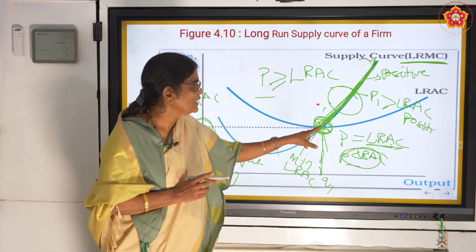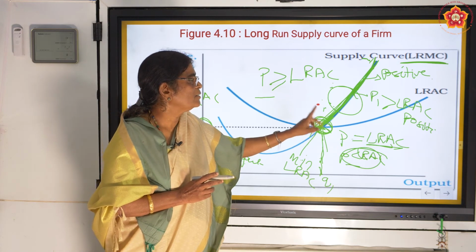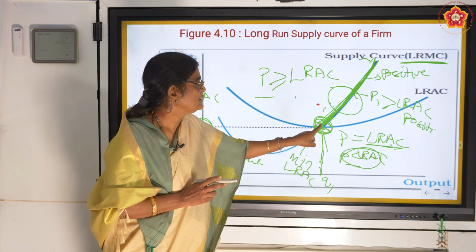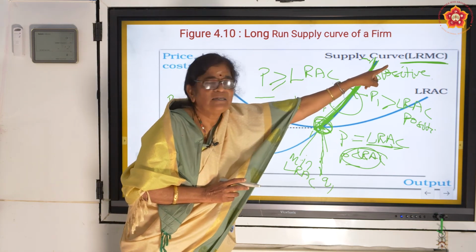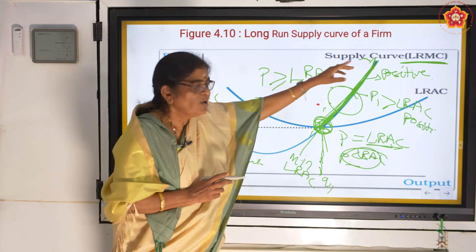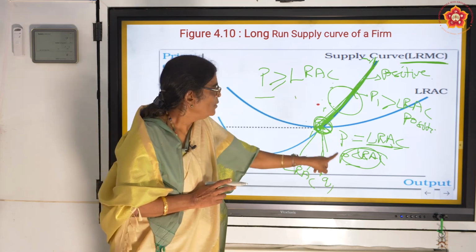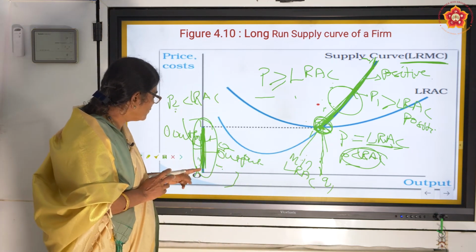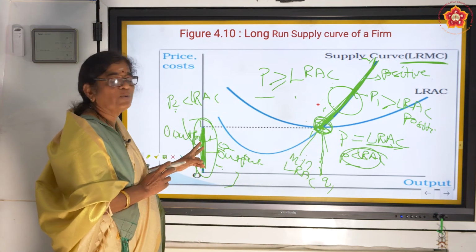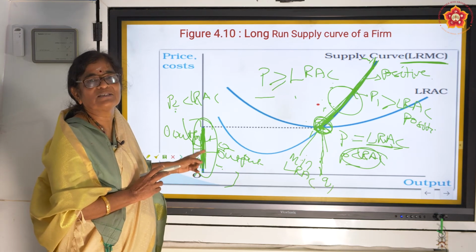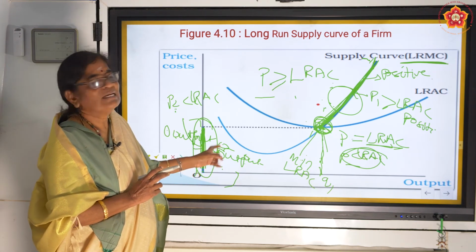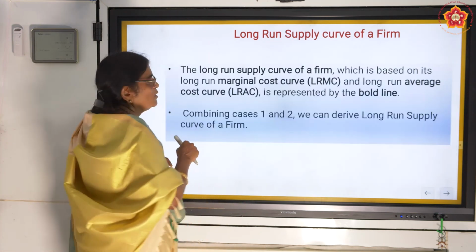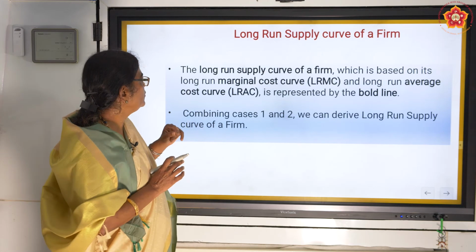How do you say this? The long run supply curve of a firm is the rising part of the LRMC curve from and above the minimum LRAC, together with the zero output for all the prices, that is the P2 price, which is less than LRAC. That is called the long run supply curve. That's it. I think I have clearly explained to you.